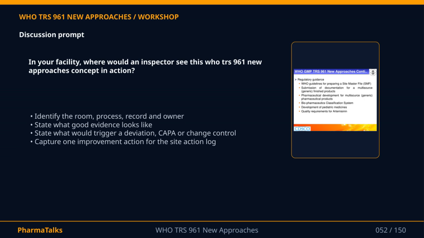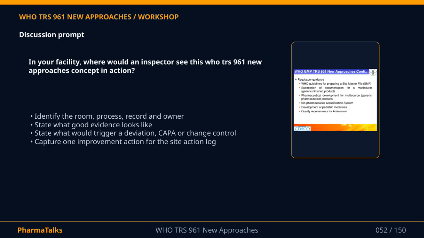It's important to understand what constitutes good evidence that these new approaches are being effectively implemented. Additionally, consider what situations would trigger a deviation, a corrective and preventive action, or a change control. Finally, we want you to capture one improvement action that could be added to your site's action log.